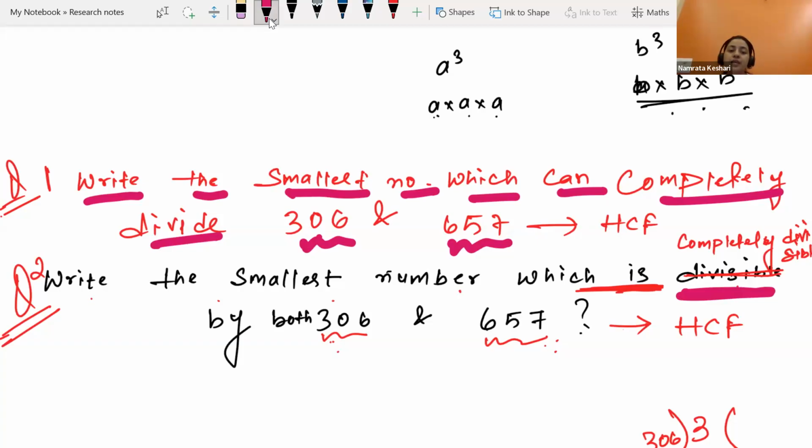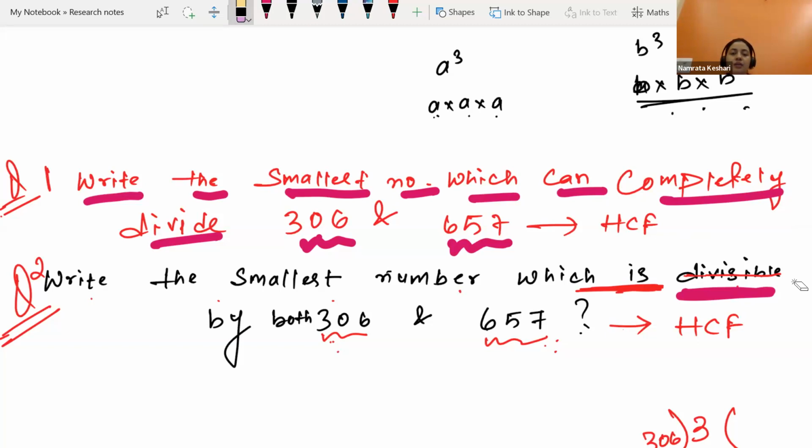Ma'am, in the second question, does the number have to be completely divisible by both 306 and 657? Yes, it has to be. Maha, in mathematics, in any question, whenever this word divisible is there, that this is divisible by that, that means the remainder is zero. It is completely divisible. Are you getting it? Divisible means completely divisible.